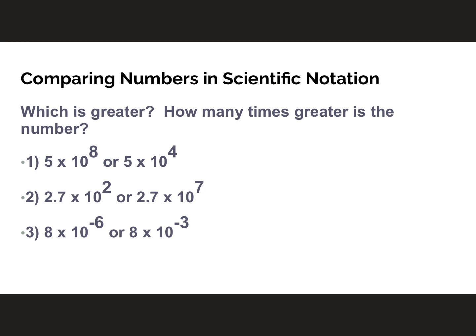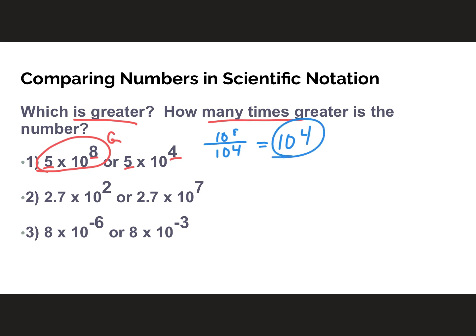So let's look at these. Which is greater and how many times greater? I've got 5 times 10 to the 8th or 5 times 10 to the 4th. So 5 times 10 to the 8th is greater because it's bigger, right? How many times greater? Well, it is 10 to the 8th divided by 10 to the 4th, which is simply 10 to the 4th power times greater.